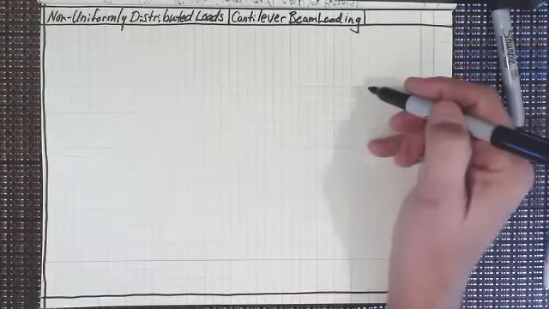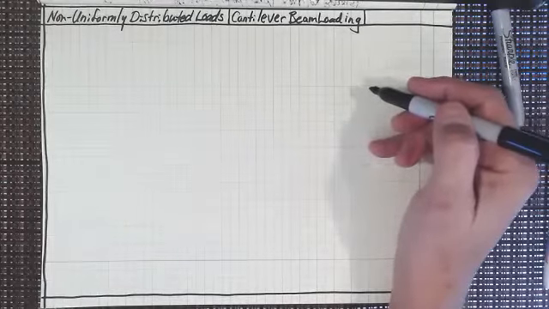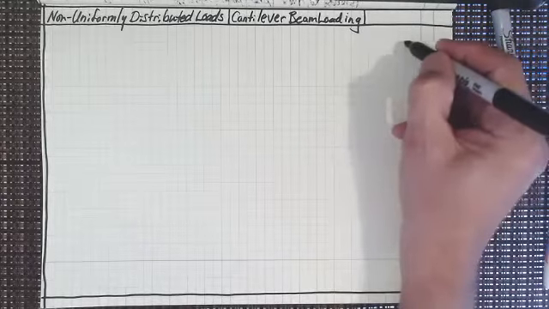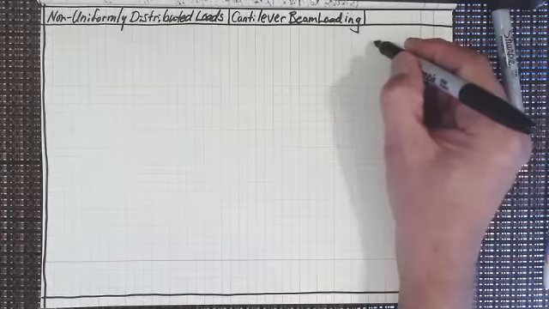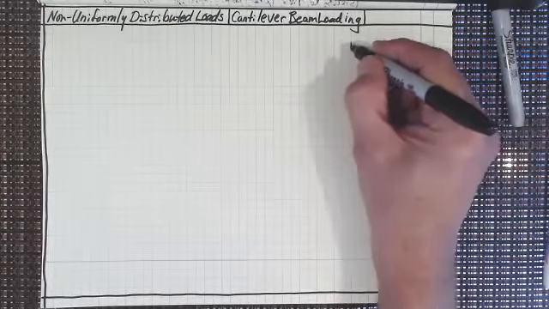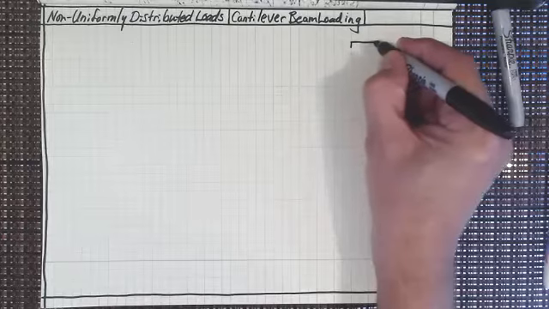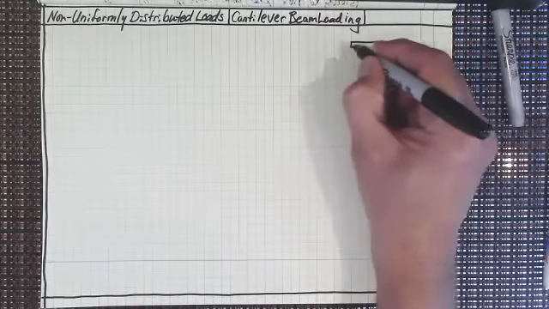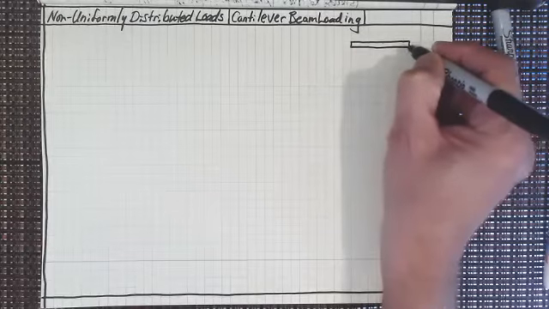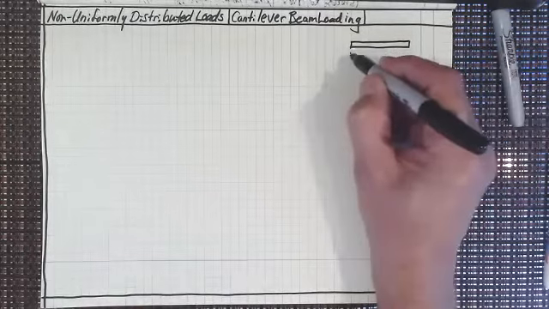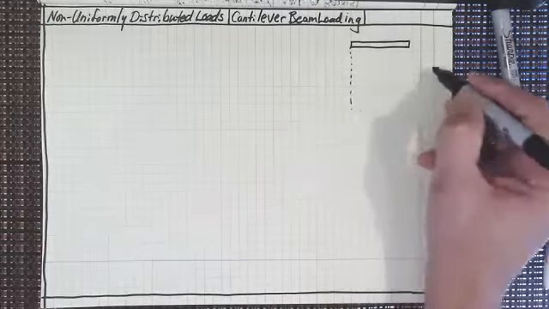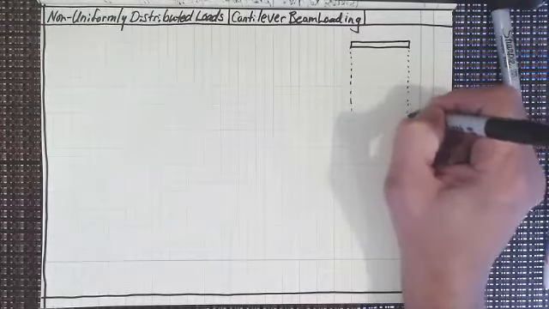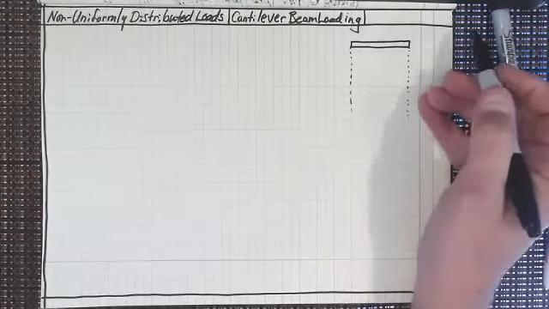Let me just get the numbers in. 1, 2, 5, 6.5. So somewhere around here might be good. 1, 2, 3, 4, 5, 6.5. There we go. I'm going to give us plenty of room underneath it, so that we can draw the shear force and bending moment diagrams.